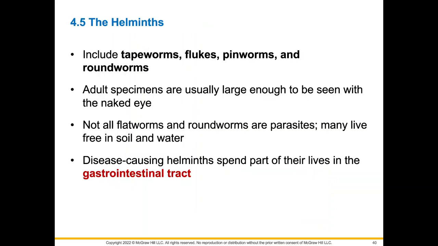Okay, moving to our very last section here, the helminths. We're going to be really short and brief with them. The textbook goes into a lot more detailed information, like with life cycles and such, but we're not. So these helminths, they include tapeworms, flukes, pinworms, and roundworms. Our adult specimens are usually large enough to be seen with the naked eye.